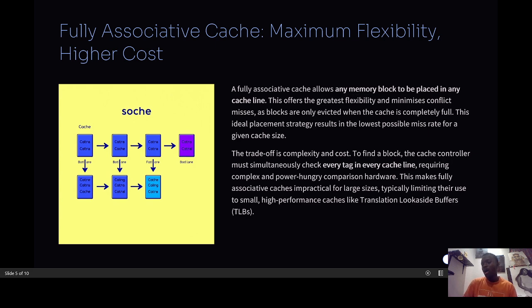So the fully associative cache is the most flexible technique, allowing any memory block to be placed in any cache line. This minimizes conflict misses and results in the lowest possible miss rate. The drawback is that it requires complex and expensive hardware to check every cache line simultaneously, making it impractical for larger caches.